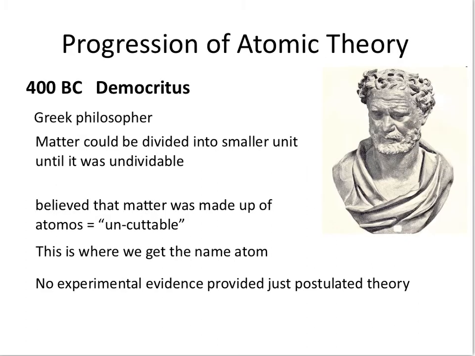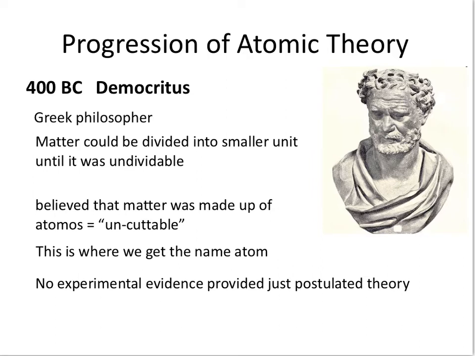So around 400 BC, Democritus, who was a Greek philosopher, theorized that matter could be divided into smaller and smaller units until you got to a point that it was no longer dividable. And at this point, he said that was the simplest form of matter, and he called this simplest form of matter atomos, which means uncuttable. And this is where we get our current name for the atom.